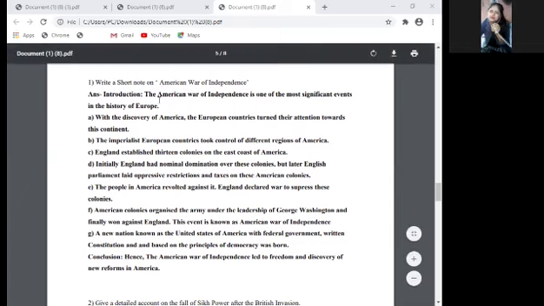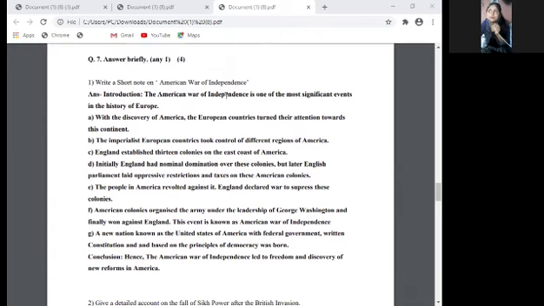So you can just write a one-line introduction, that is, the American War of Independence is the most significant in the history of Europe. With the discovery of America, European countries turned their attention towards this continent. The imperialist European countries took control of different regions of America. England established 13 colonies on east coast of America. Initially, England had nominal domination over these colonies. The people in America revolted against this.